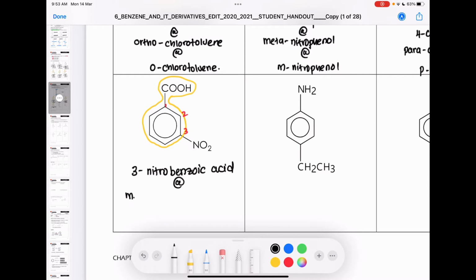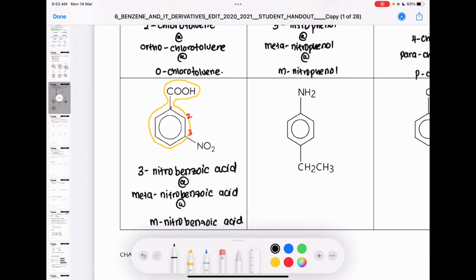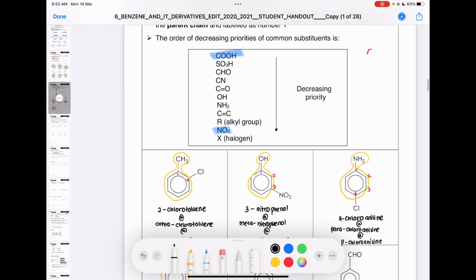or meta-nitrobenzoic acid or m-nitrobenzoic acid. Okay, next one we have NH2 and alkyl group. Okay, so this is interesting because both of them are at the lower part. So we have alkyl group and also NH2. Therefore, NH2 is upper than alkyl group.